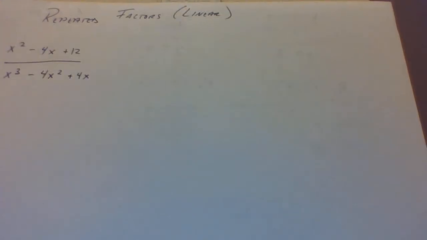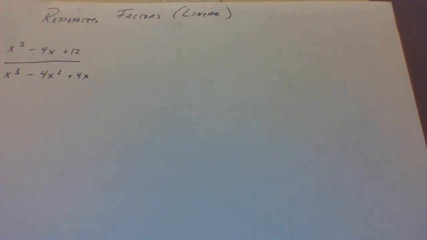Let's go ahead and look at an example that uses repeated factors, and we're going to look at the case where those factors are linear. The ones that are repeated are linear. Let's go ahead and look at this example.